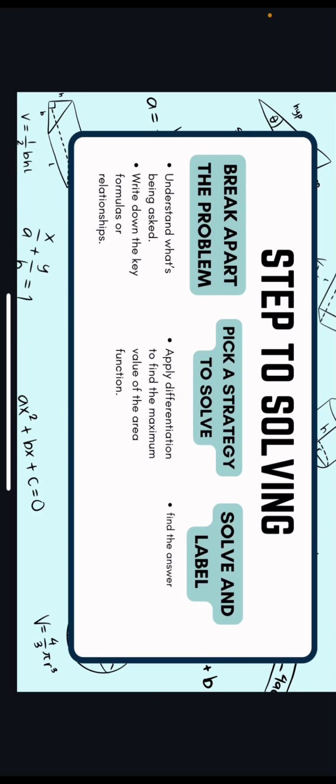So, the first step is to break apart the problem, understand what's being asked, and write down the key formulas or relationships, and then pick a strategy to solve. In this case, we use differentiation to find the maximum value and the minimum value of the area function. And then the last step is to solve and label.